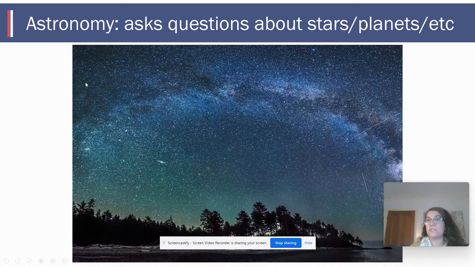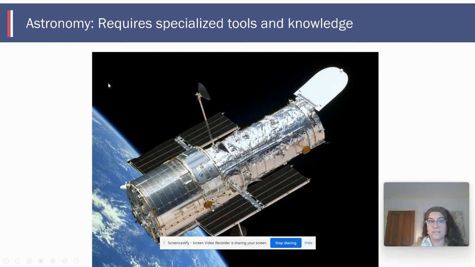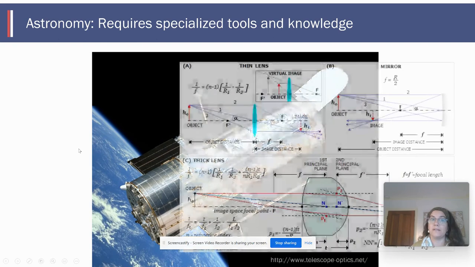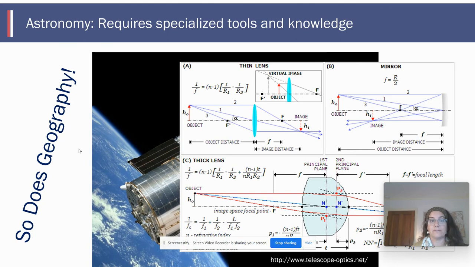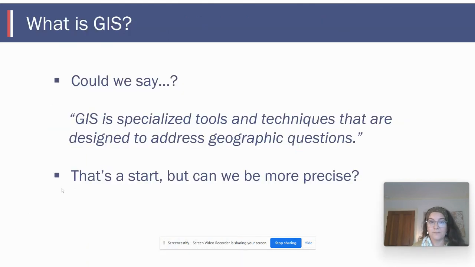Astronomy asks questions about stars and planets, etc., and it requires specialized tools and knowledge. Here are some examples of that. Geography does the same thing. So let's think for a second. Could we say that GIS is specialized tools and techniques that are designed to address geographic questions?